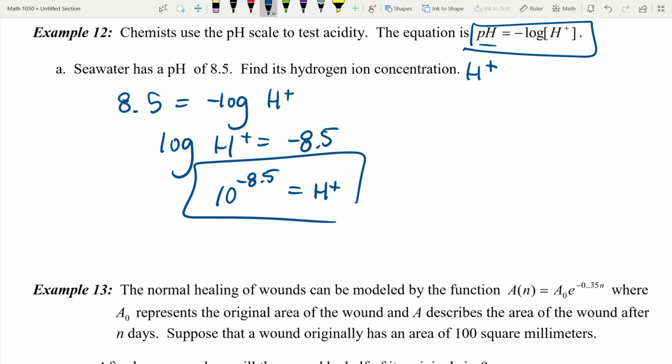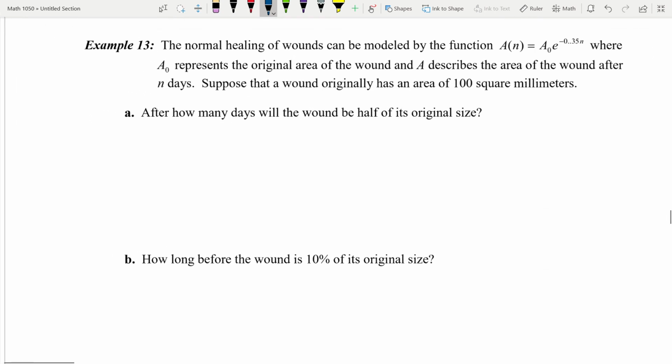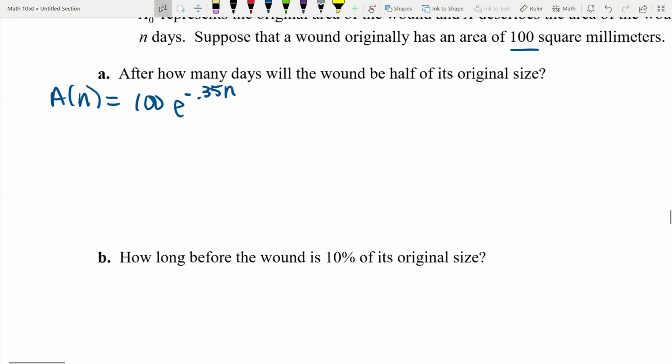That's good. Okay, this one right here. We talked about this last time. The normal healing of wounds is given by this equation. Remember, I accidentally had the point, same error right there. We start with 100. Everybody go A sub n equals 100e to the negative 0.35 times n. This is important. How many days will the wound be half of its original size? A sub n is area in square millimeters, n is days.